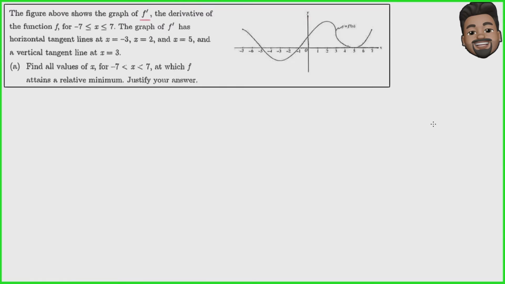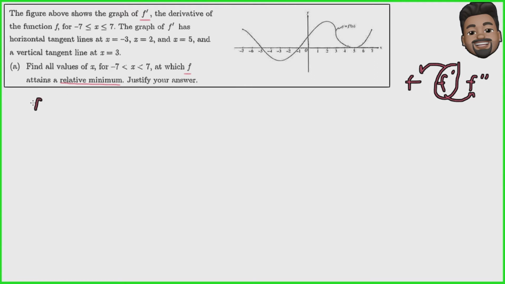Since we are given f prime, there's two things that we could do, right? Since we are given f prime, we can go in two directions. We can go backwards or we can go forward. It really just matters what the question is asking us. So let's go ahead and talk about it. Obviously they give us some information here. Find all the values of x in the open interval -7 to 7 at which f attains a relative maximum. Really important you think about this. It says f attains a relative maximum.